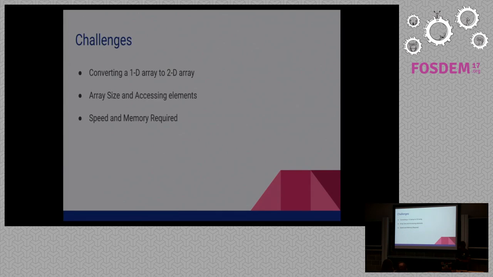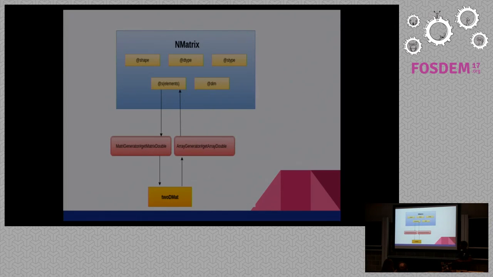So the challenges were as follows. You convert an n-dimensional matrix into a two-dimensional matrix. Actually, an n-dimensional matrix is stored as a 1D array, because you can't simply create a multi-dimensional array, since you can't lay it down in RAM properly. Now the array size matters, and you have to access the elements with speed, and also take memory into consideration. So we have an NMatrix, and I need to get a 2D matrix from this. So I use these helper functions. These are static methods from a matrix generator class called getMatrixDouble, and the array generator class has getArrayDouble.